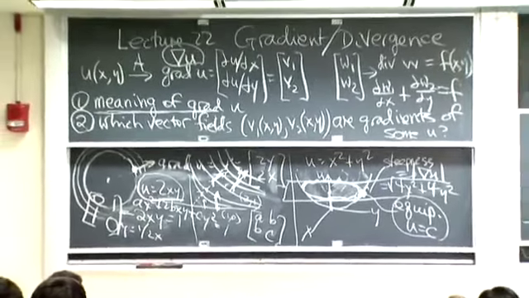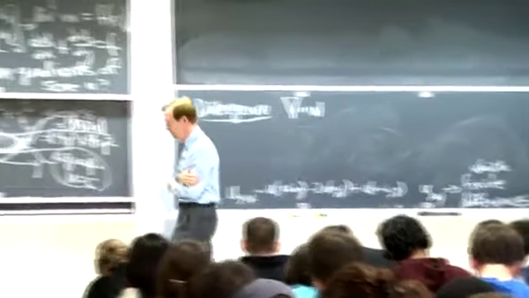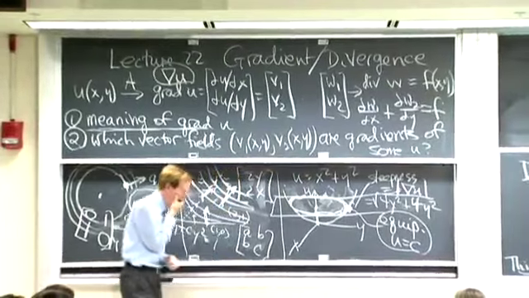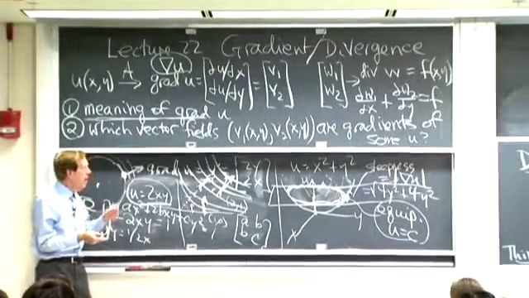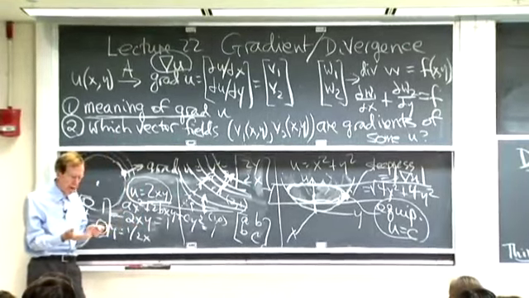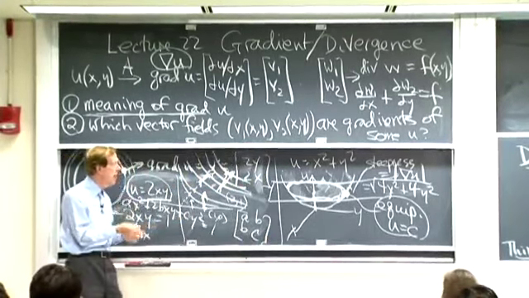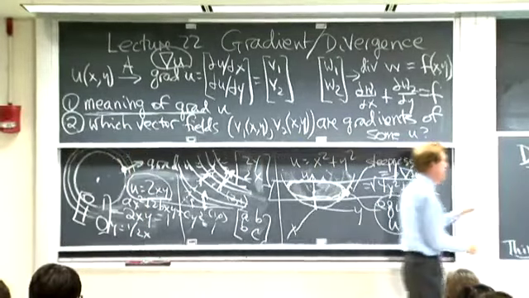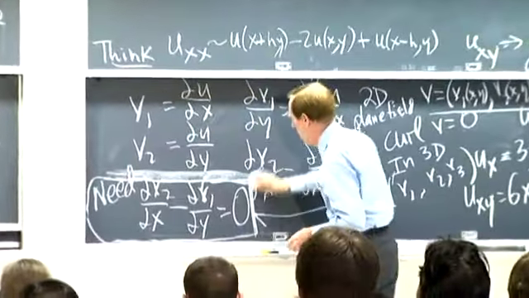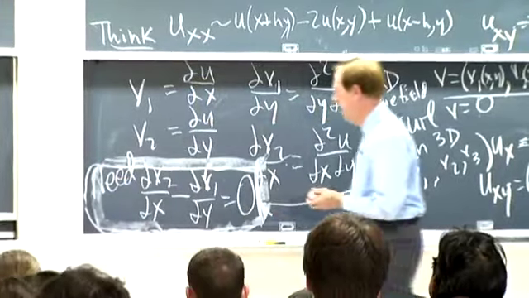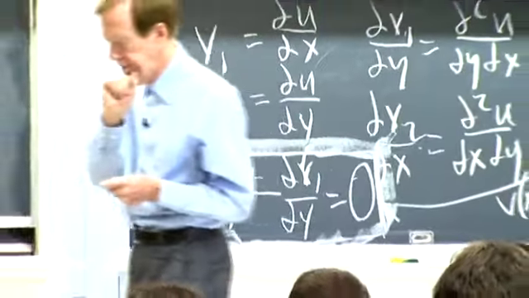Okay, divergence. I should have said, though, there's more to say about gradients. That question of whether v1, v2, the vector field, is the gradient of some u, we now have a test. Yeah, this is our test, right? That's our test. But I have to connect it with Kirchhoff's voltage law.